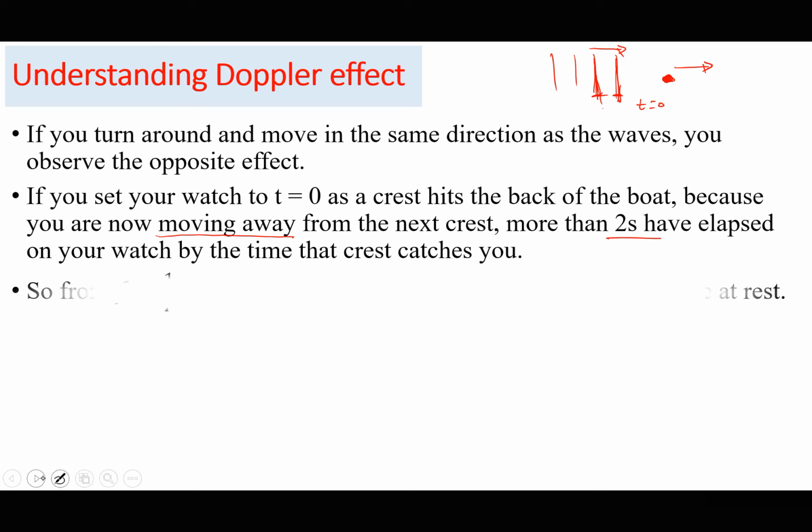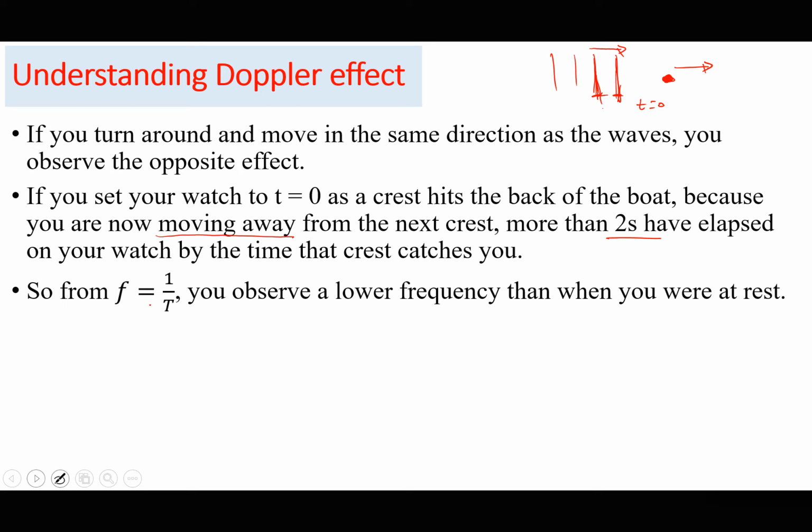In that case, from f equals 1 over t, where f is the frequency detected by the observer on the boat, because he is obtaining a large value of t, the observer will observe a lower frequency, because frequency is inversely proportional to the time.